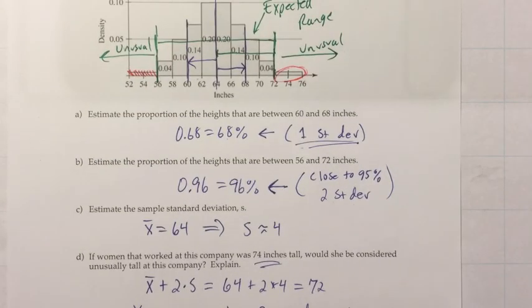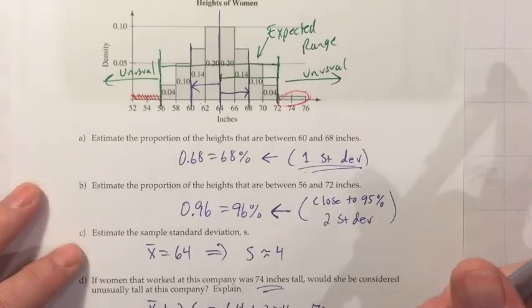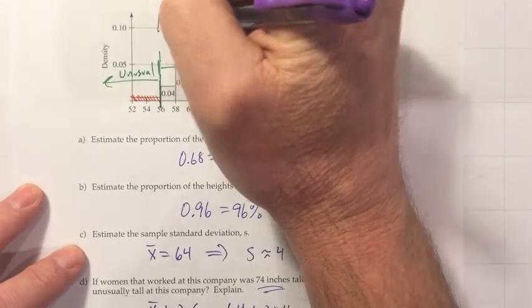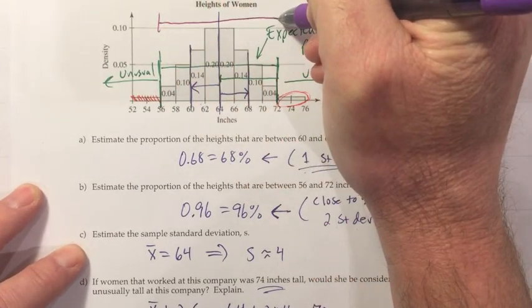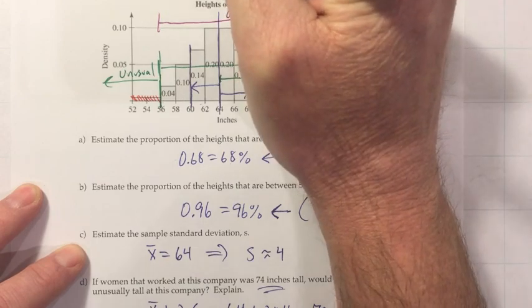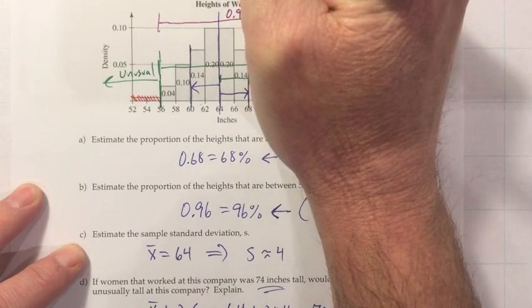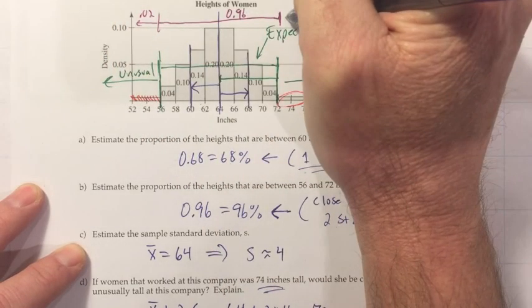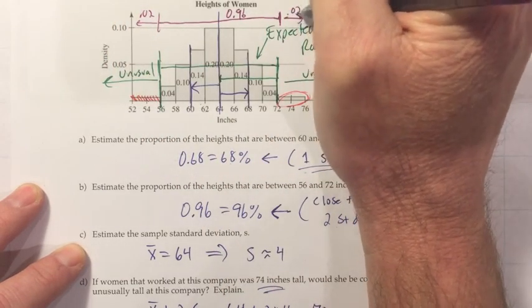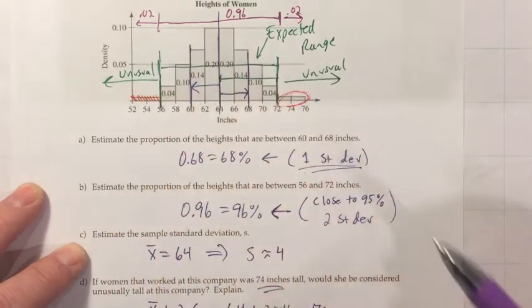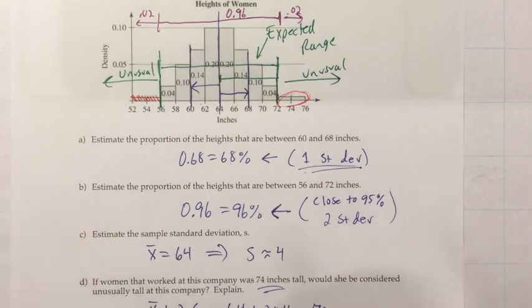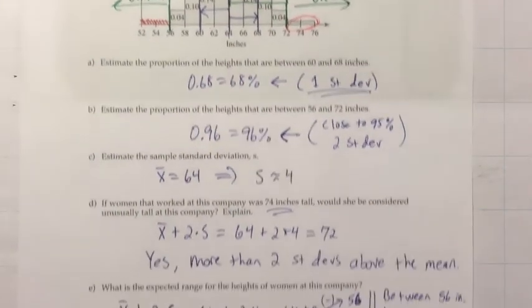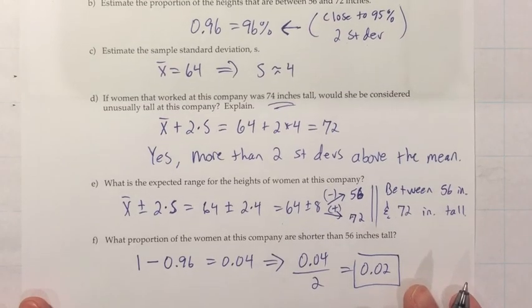So again, if we went to the graph here, in between the 56 and the 72, we already calculated that that area is 0.96. So what I'm claiming is out here is 0.02, and over here is 0.02, and that makes sense because if you add it all up, you get a total of 1. All right, so that wraps up section 14.2.